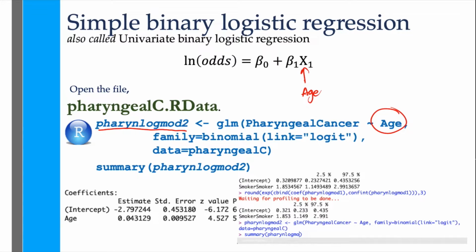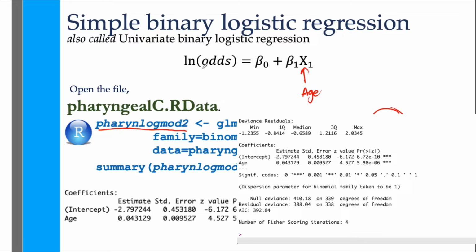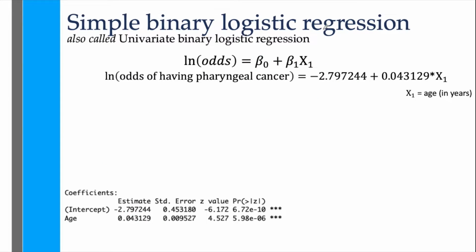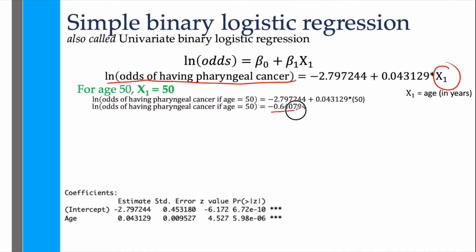Now, this tells us that the equation we have is now the ln of the odds of having pharyngeal cancer is beta sub 0, which is negative 2.797244, plus beta 1 times age, in which age is expressed in years. Now, let's compute the ln of the odds of having pharyngeal cancer of, let's say, a 50-year-old patient. So, meaning x sub 1 here will be equal to 50. And computing for the ln of the odds, we have negative 0.640794.